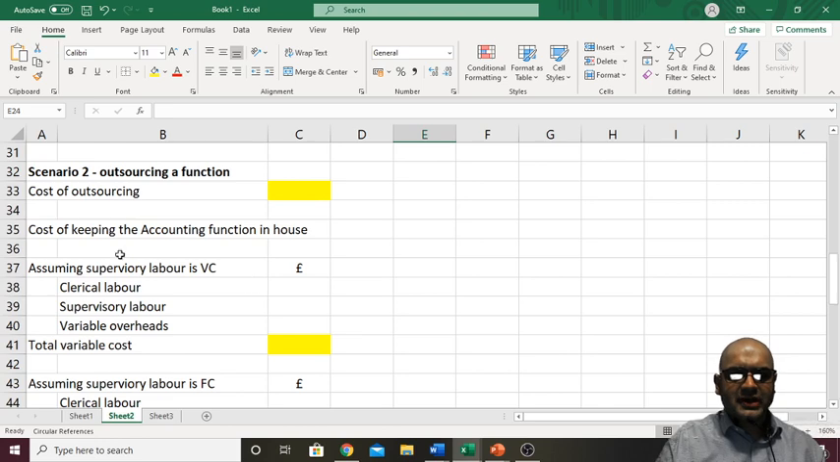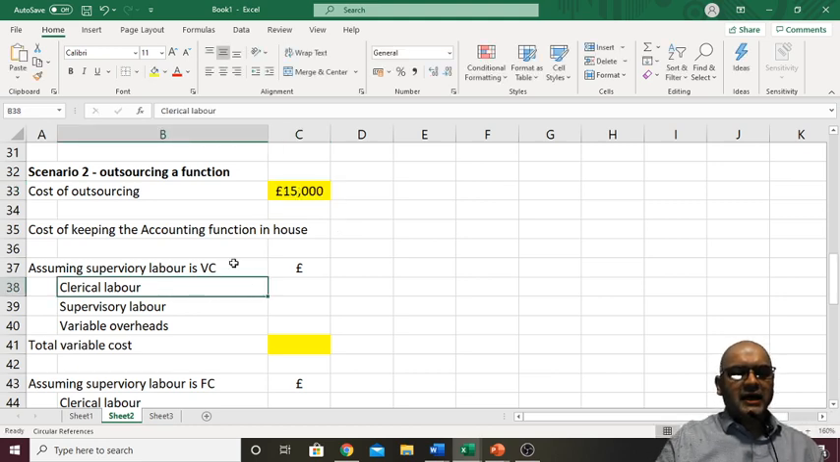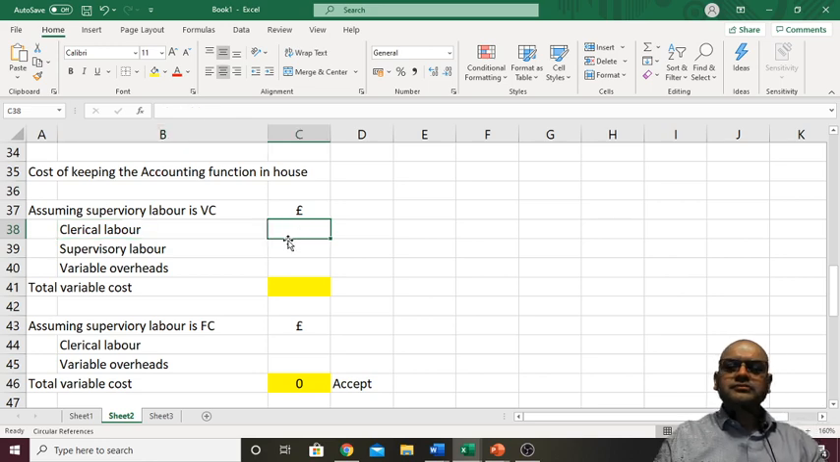So scenario 2 here. The first thing we are going to consider is the cost of outsourcing, that is 15,000. Then we are going to compare that 15,000 with the cost of keeping the accounting function in-house. If we keep the function in-house, how much is going to be incurred? So I've created two alternative scenarios over here. The first one is that we assume that the supervisory labor is a variable cost. If it is a variable cost, then how much is the total cost of the accounting function?